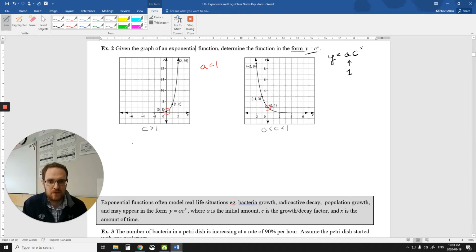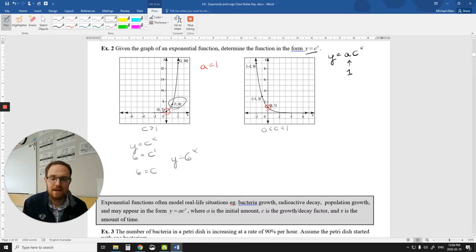So let's look at this first graph I want to figure out. I want to figure out the form y is equal to c to the power of x. And we're just going to put in any point. It doesn't matter. So let's just pick this point right here. When x is equal to 1, this graph must equal 6. And this is c to the power of 1, which is going to be c. So c is equal to 6. So my overall graph is going to be y is equal to 6 to the power of x.